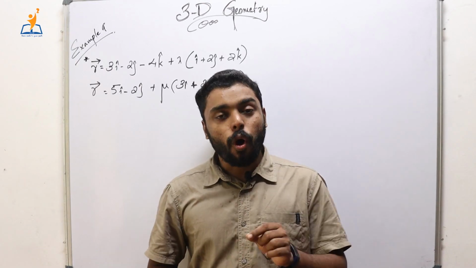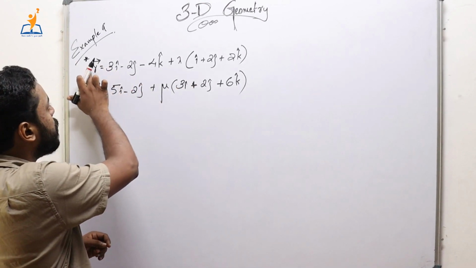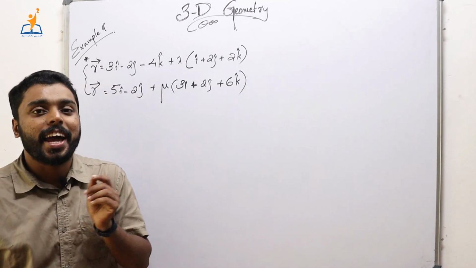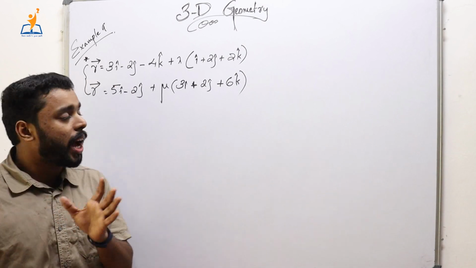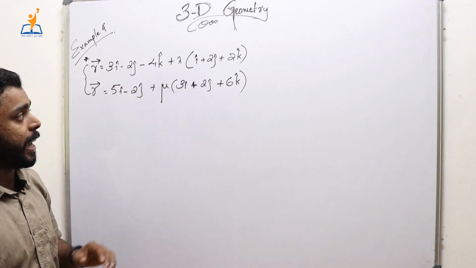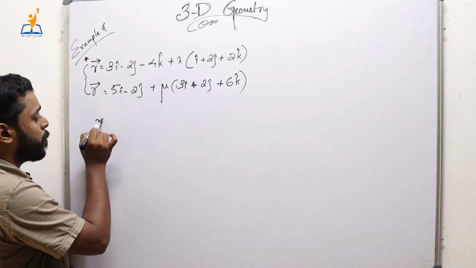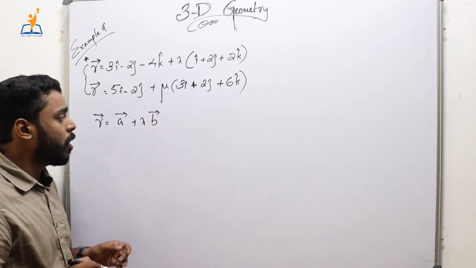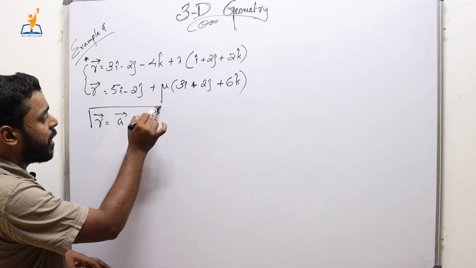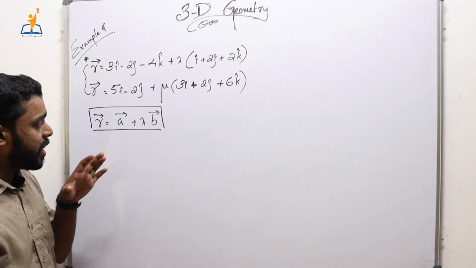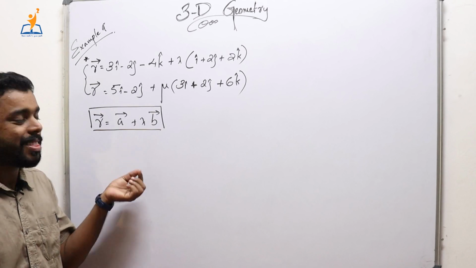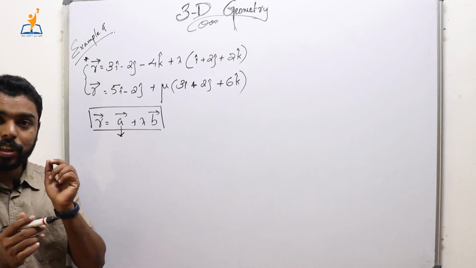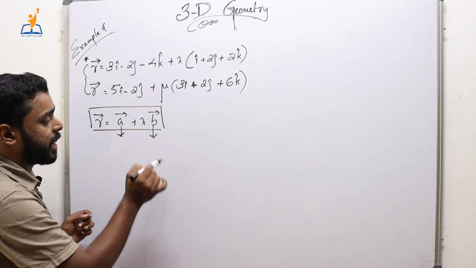Example 9 of your textbook is: find the angle between the pair of lines. We are given two lines and we have to find the angle between them. Observe that these are the pair of lines. Now it is of the form r = a + lambda b, isn't it? Whenever you are given an equation in this form, understand that this is the equation of a line which passes through the point A, where A is the position vector of that point, and parallel to the vector B.